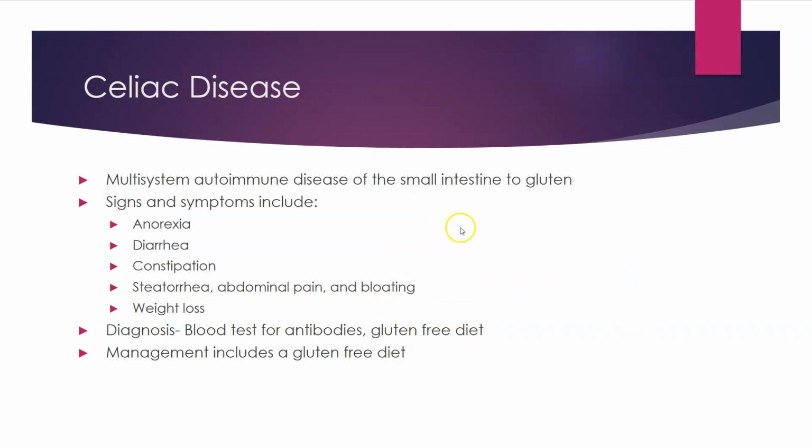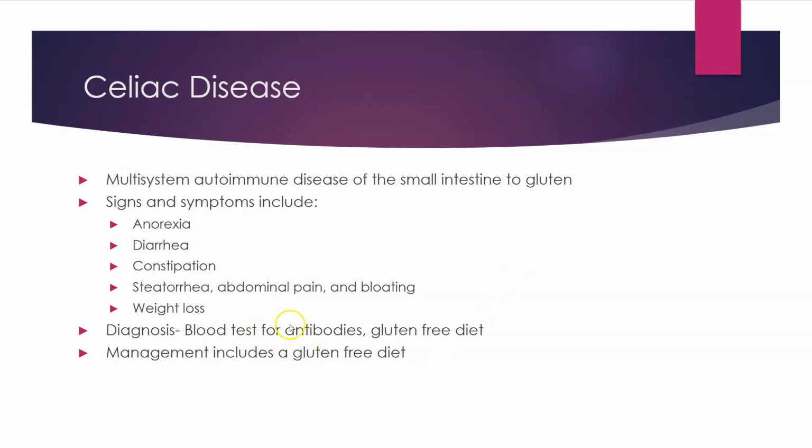Celiac disease, this is an autoimmune disease of the small intestine related to gluten. And so people will have some anorexia, diarrhea, constipation, fatty stools, abdominal pain, and bloating, as well as some weight loss with this. Now, why do they get the weight loss? Well, if they have a reaction, the intestine is all swollen up, full of mucus, and you're not getting enough reabsorbed into that intestine.